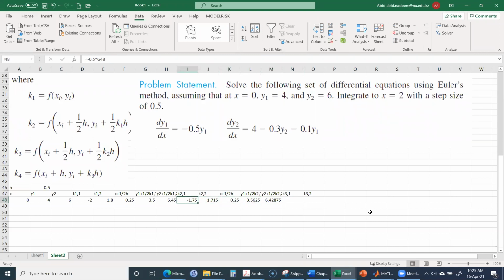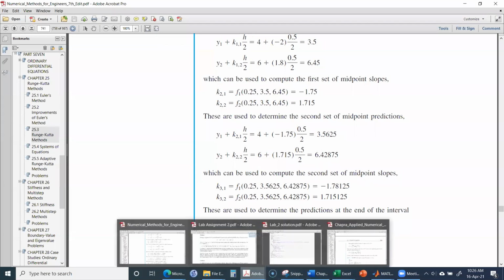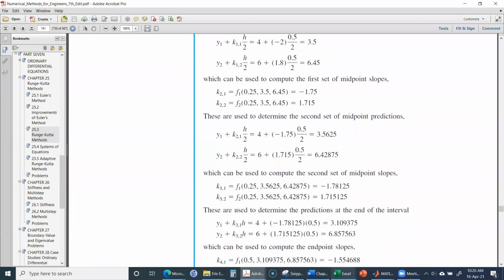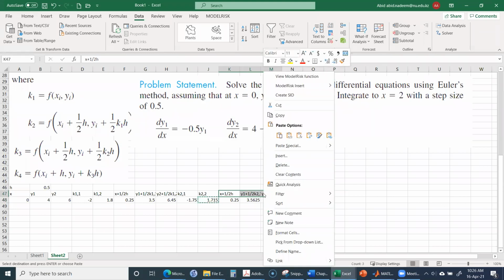And then we can simply calculate this by copy and paste of the formulas. So this one, control C, control V, control C, control V. So now we get minus 1.78 and plus 1.715. Okay, and then we have to do it for K4. So what I will do is, again, I will copy and paste.